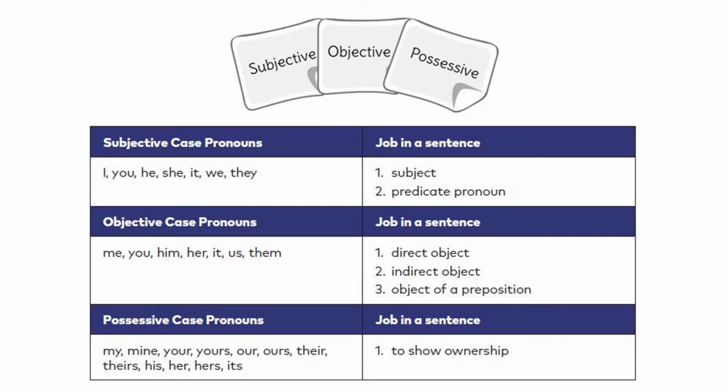This is our pronoun case chart. And on the left, you will see the different cases. We have subjective case pronouns, objective case pronouns, and possessive case pronouns. On the right, you have their jobs in a sentence. So, for example, with the subjective case pronoun I, the job that pronoun might have in a sentence is to take the place of the subject of the sentence, or it will be found as a predicate pronoun.